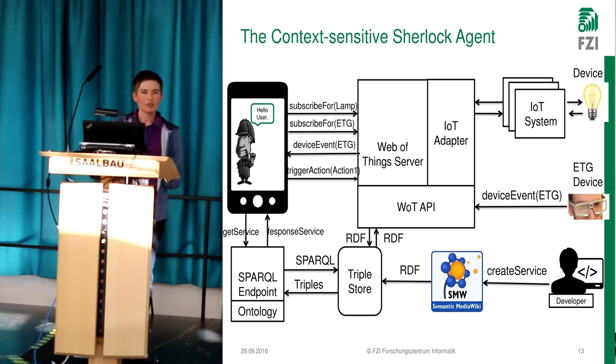This device event goes to the Web of Things server and is forwarded to our Sherlock agent, which has subscribed for this event before. And then our Sherlock agent does reasoning by means of the service description which it has requested before. And then it can trigger the appropriate action, which is also sent to the Web of Things server. And then this is forwarded, and the lamp is turned on or off, appropriate to the situation and the evaluation of the rules.